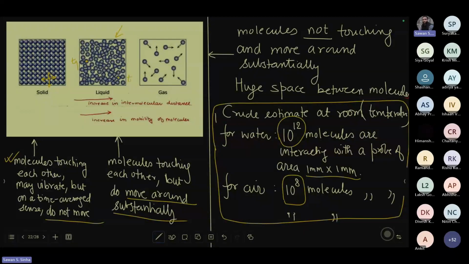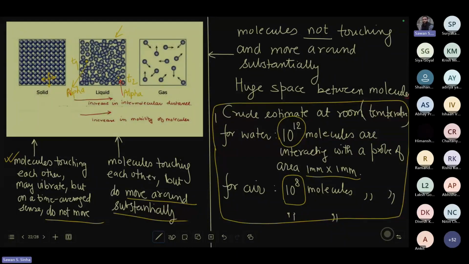Same molecule, let's call this molecule the alpha molecule. So the alpha molecule of a liquid at T1 will be at this location. At some time later, the alpha molecule will find its way here. It sneaks out. I mean, it has a way to move around, even though molecules are touching each other, right?